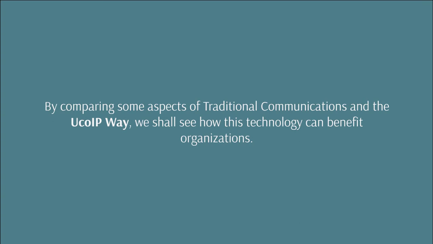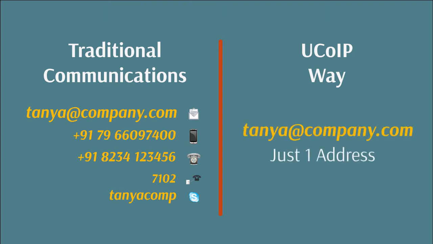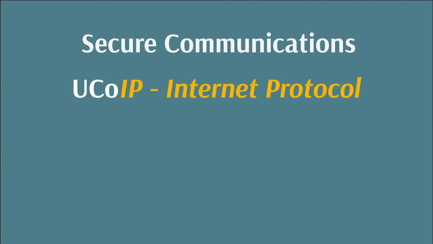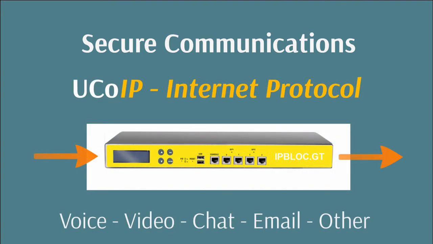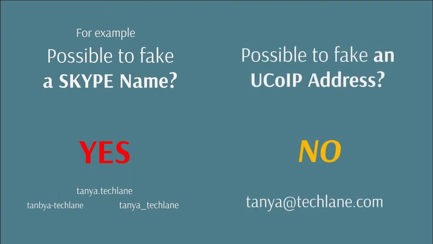By comparing some aspects of traditional communications and the UCOIP way, we shall see how this technology can benefit organizations. In today's traditional communications, being a professional, you have at least 4 numbers and addresses to communicate, but with UCOIP you only have 1. With the UCOIP system, all communications pass through the IP, and therefore are encrypted by the personal server, and not traceable. It is possible to fake, for example, a Skype address. But it's impossible to fake the UCOIP address.